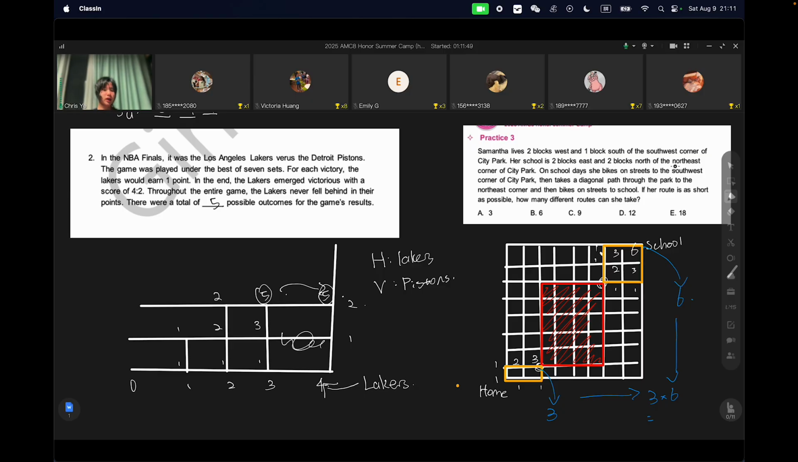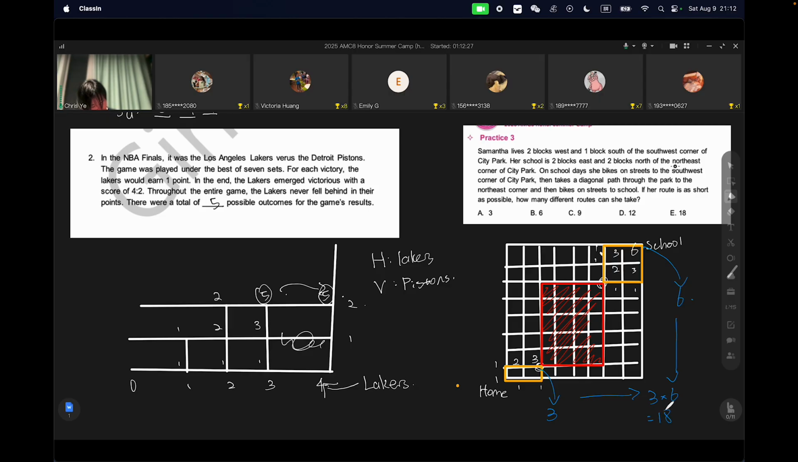So basically what I did here was draw a huge array and locate a random city park in the middle, and then locate the home and the school as shown in the problem. So here is what it looks like. As you can see, using the addition principle and the labeling method, there are 3 ways for her to get from home to the corner of the city park, and 6 ways for her to get from the other corner of the city park to school. So there are 3 and 6, and in the end, it's 3 times 6 equals 18 routes that she can take.